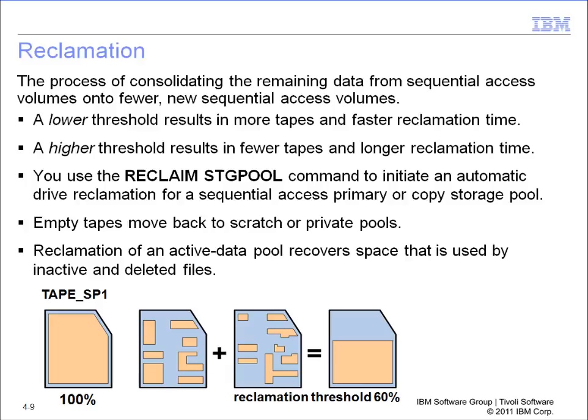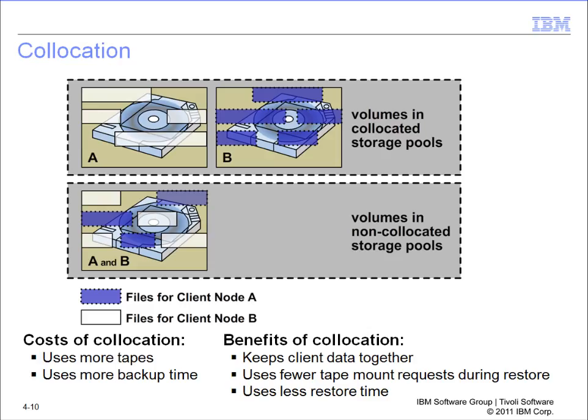Now don't worry about scratch and private. We actually go into that in the next unit. Collocation. Collocation is a way of collating data. You can set collocation by file space, by node, or by group.